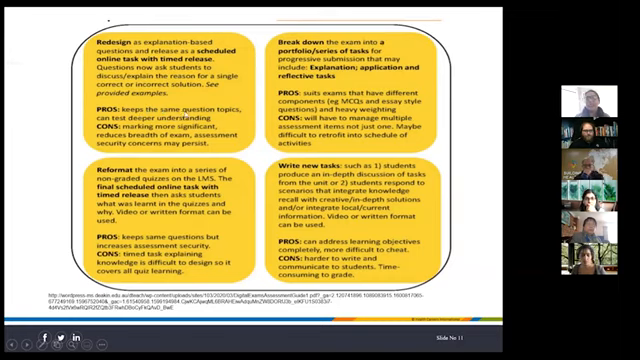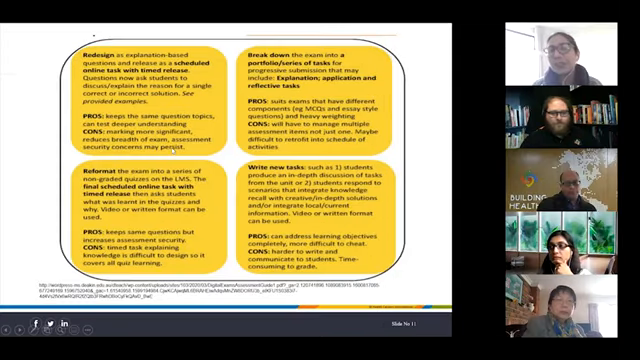But the thing is, there are pros for this as well. It keeps the same question topics and it can test deeper understanding. What is the problem here? Marking more significant, reduced breadth of exam. Assessment security concerns may persist because still someone else can write it for them. But then we have solutions for those issues as well that we'll discuss later.